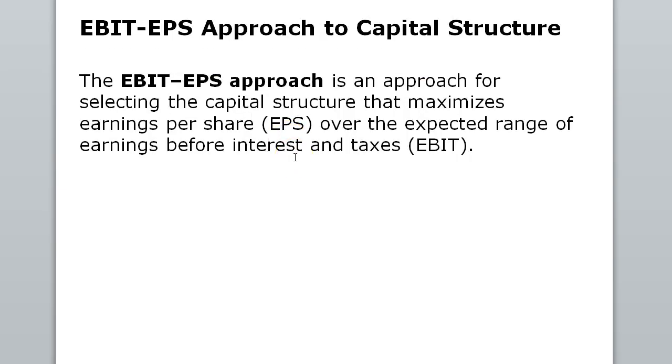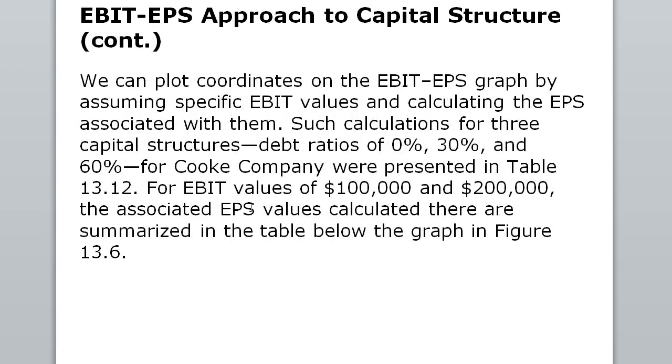Now, there's also the EBIT to earnings per share approach. This approach looks to select a capital structure that maximizes earnings per share over the expected range of EBIT. We can plot coordinates on a graph, assuming specific EBIT values and calculating the earnings per share associated with them. So for such calculations, for three capital structures, a debt ratio of 0, a debt ratio of 30%, and a debt ratio of 60%, as we investigated before for this soda company presented in Table 13.2, for EBIT values of 100,000 and 200,000.